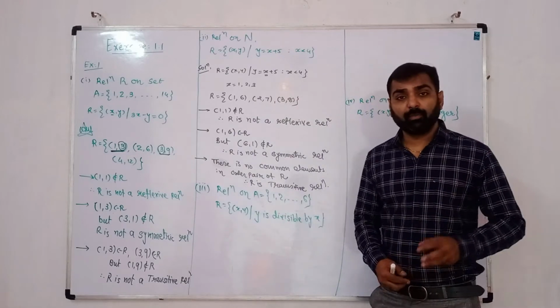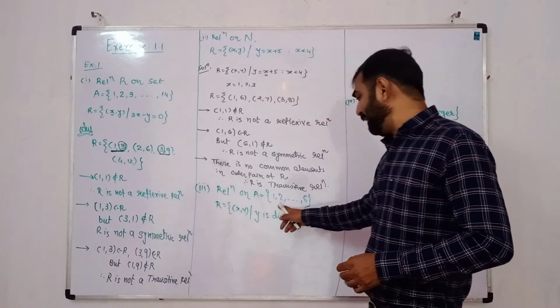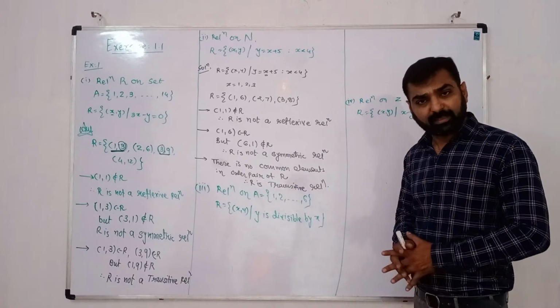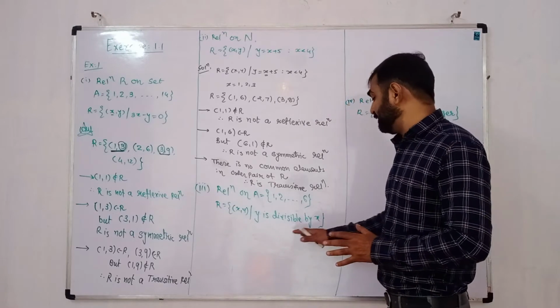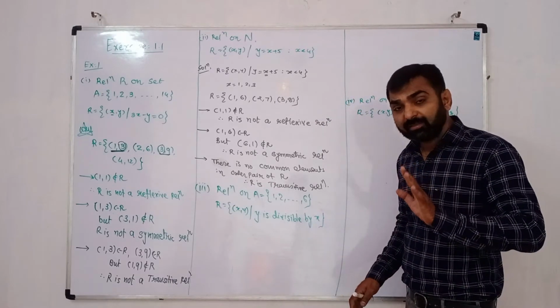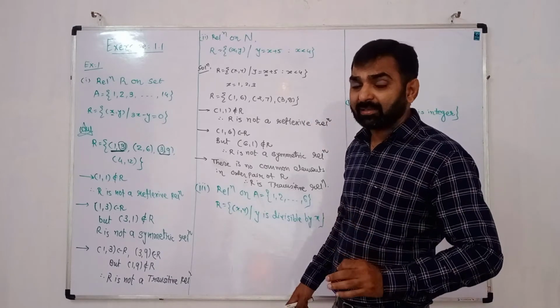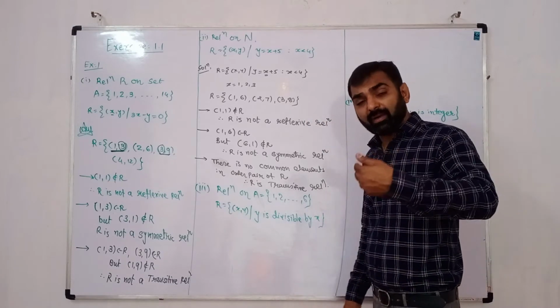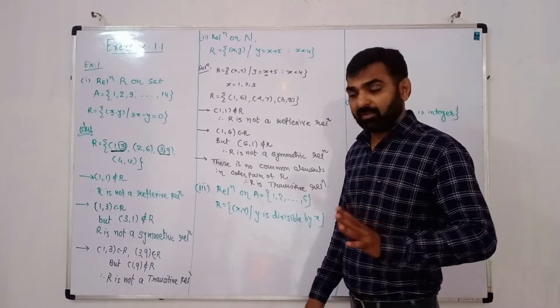Let's start question number 3. What is given? A relation on set A. It is 1, 2, 3 up to 6 is given. Okay. Now R is equal to (x, y) where y is divisible by x. Mind it, अच्छे से समझ लो. What is given: y is divisible by x. यानी second element must be divisible by first one. Okay. Y is divisible by x.